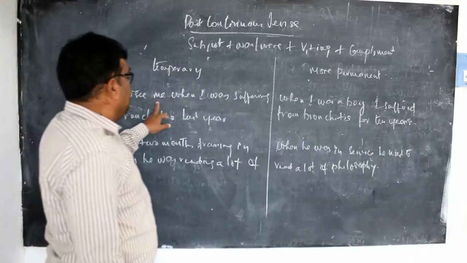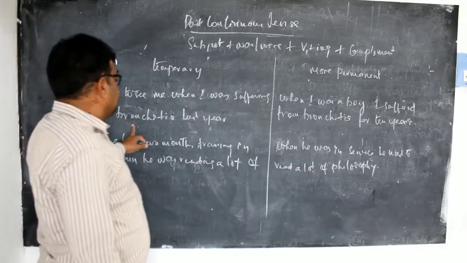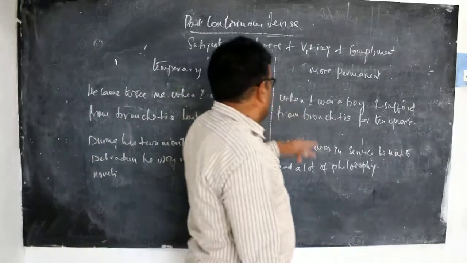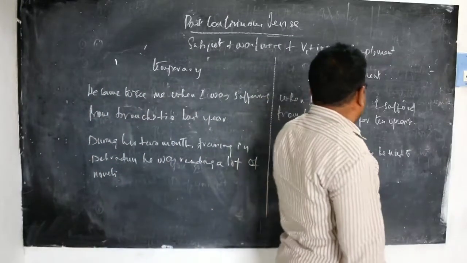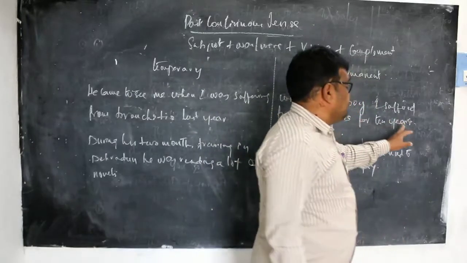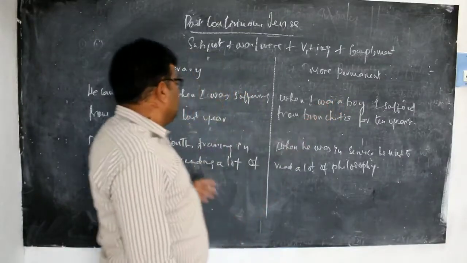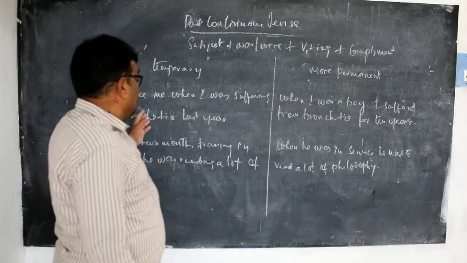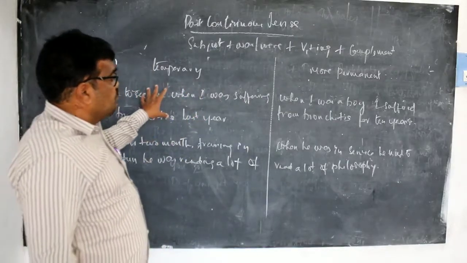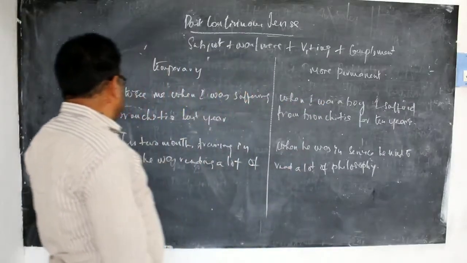He came to see me when I was suffering from bronchitis last year. Another example: when I was a boy, I suffered from bronchitis for 10 years. Here, the time duration is 10 years, whereas here there is only 1 year. So, here it is used for a temporary situation, whereas this is used for a permanent situation.